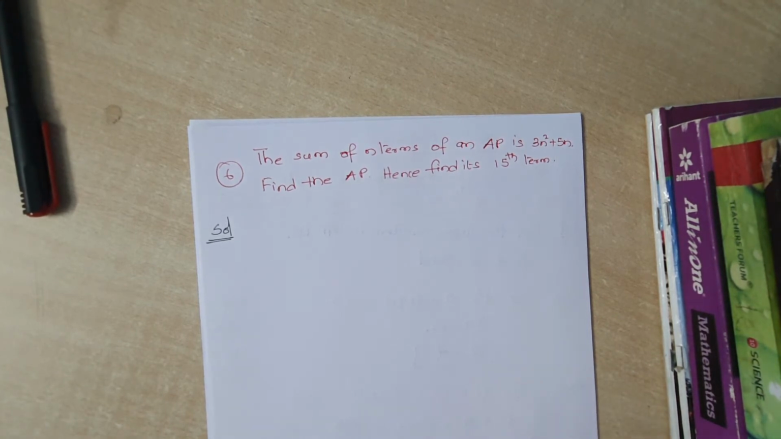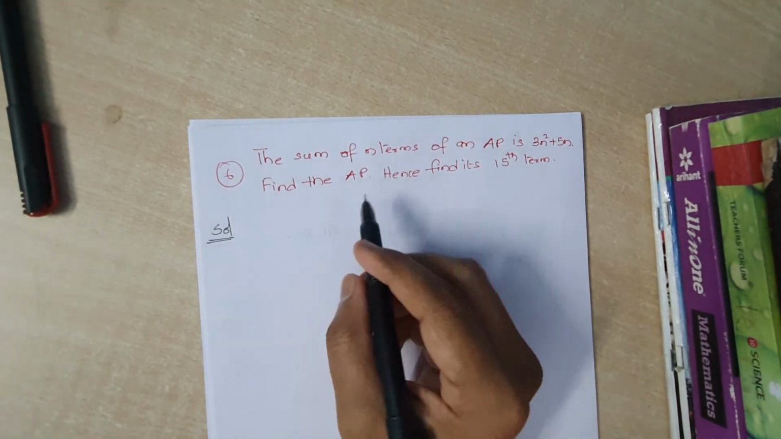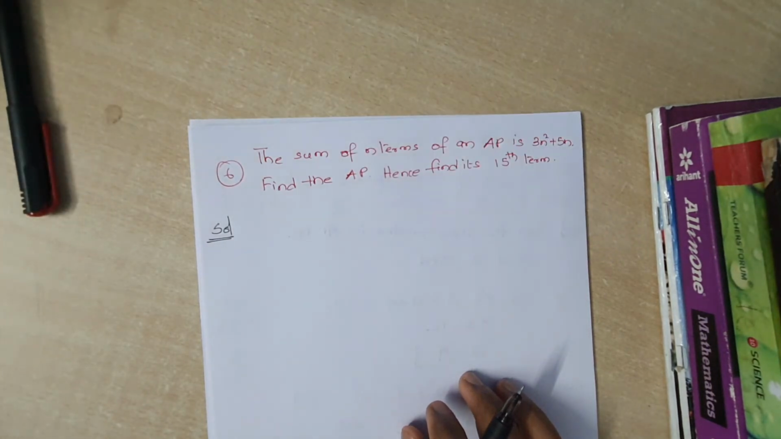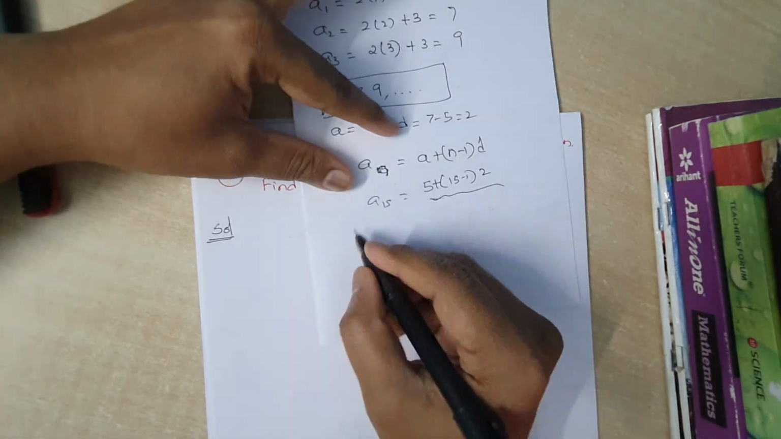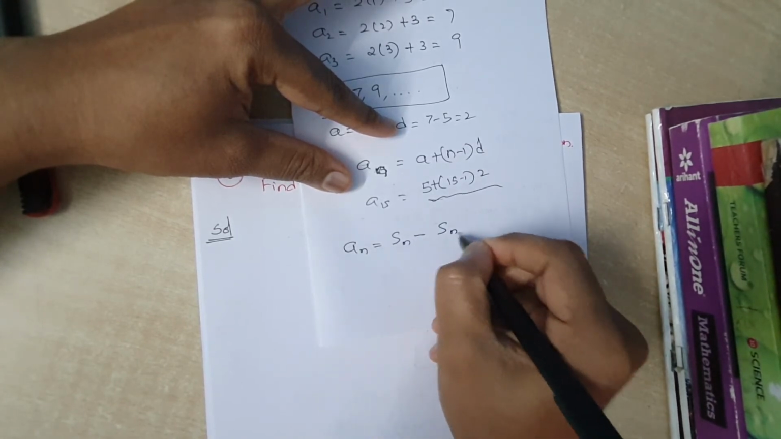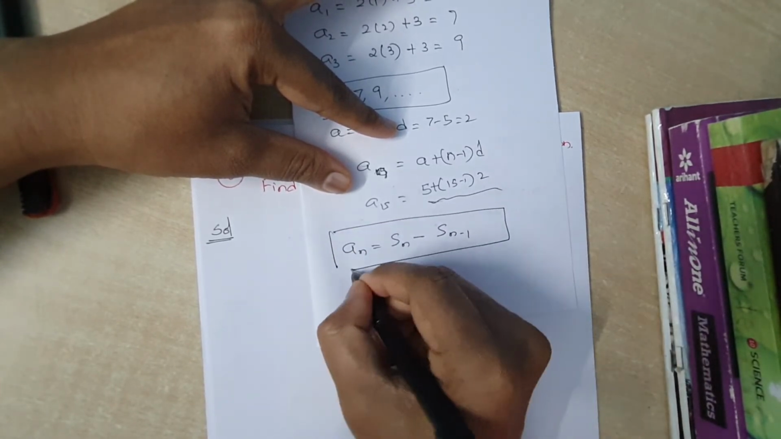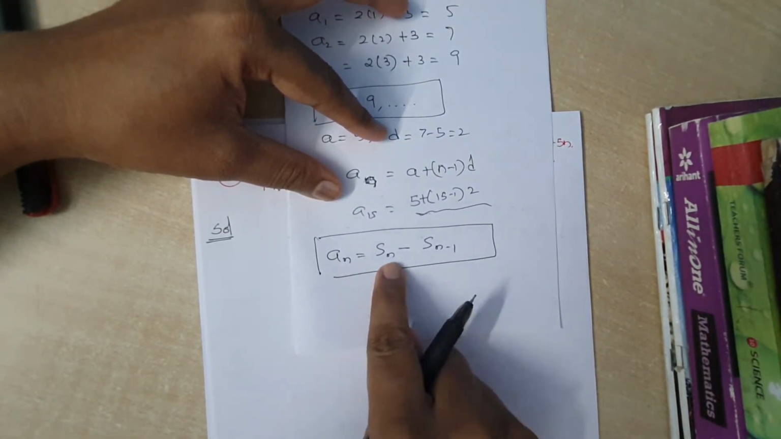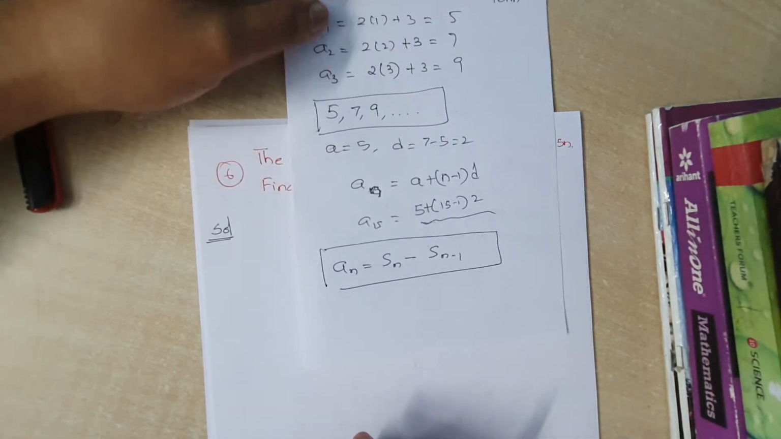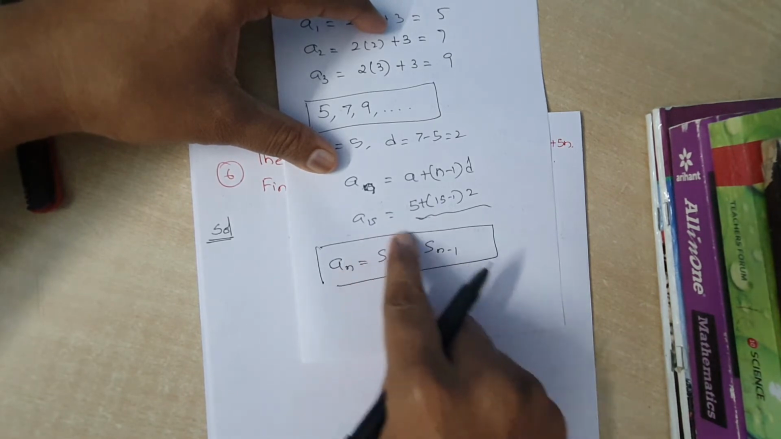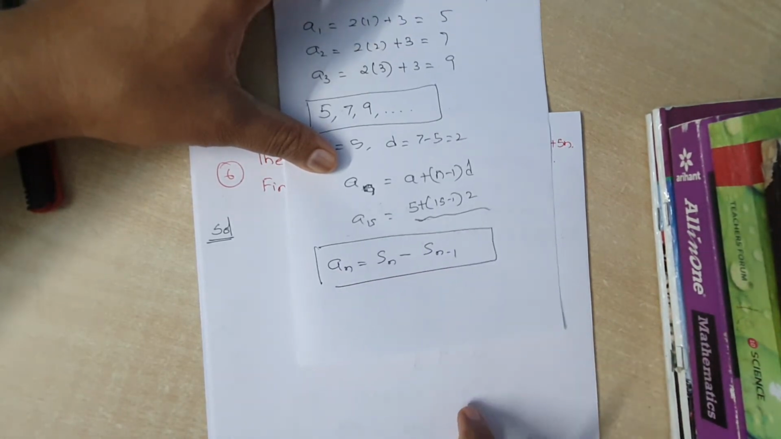So how to solve this? So let us first write. In this type of question, we have seen one formula. What is that? An is equal to Sn minus Sn minus 1. If you remember, we have studied this. So first of all, we need to practice how to write Sn. When we know Sn, how to write Sn minus 1.